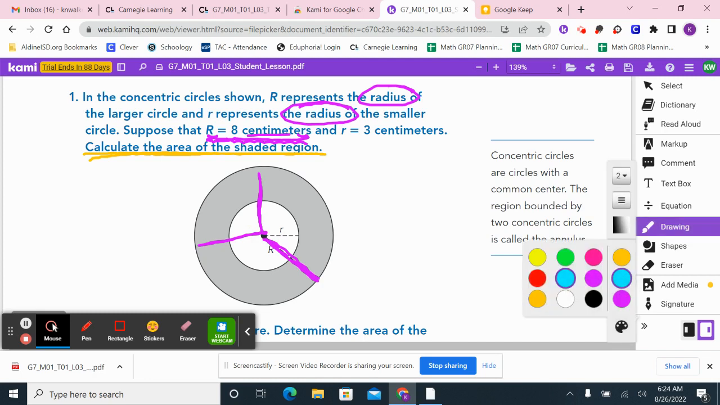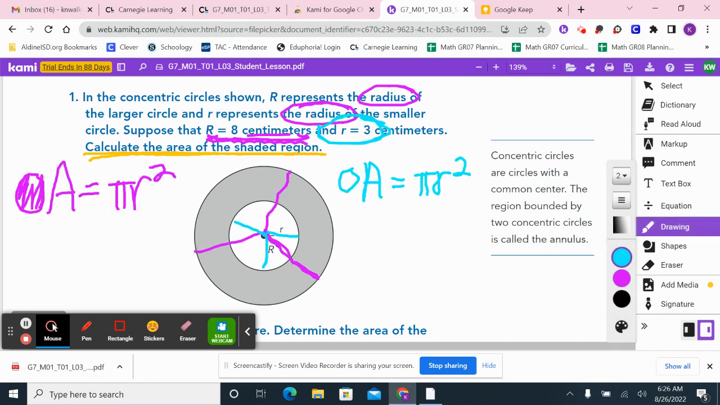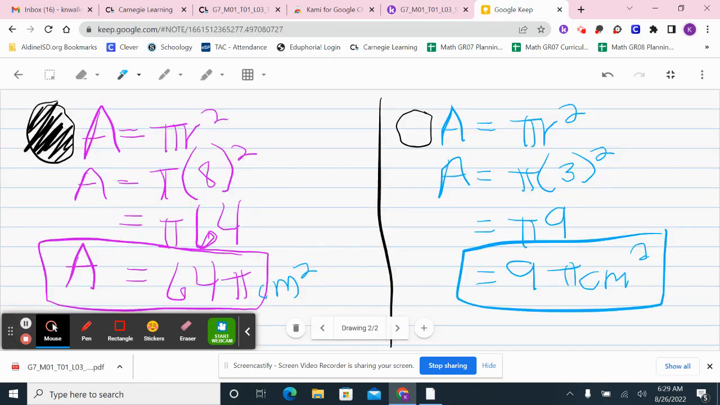In the smaller circle, I'll do in blue, and that radius is 3. So here I have the area of the larger circle is equal to pi r squared, and the area of the inner circle is also going to be solved by using pi r squared. I'm going to show my work on a different slide. So here's just some of my work. I'll explain and walk you through what I did.